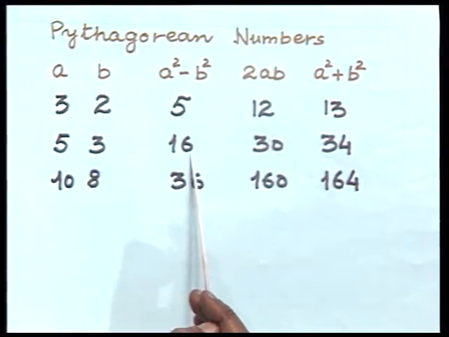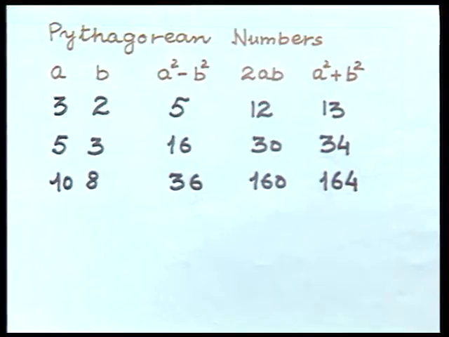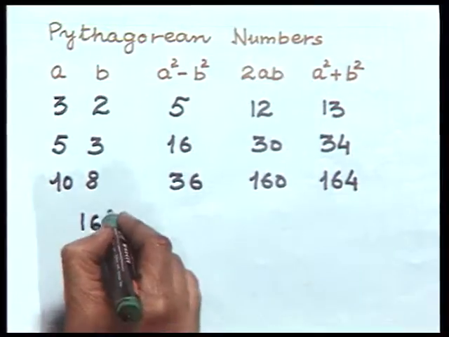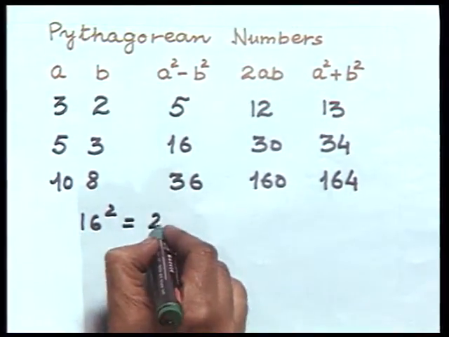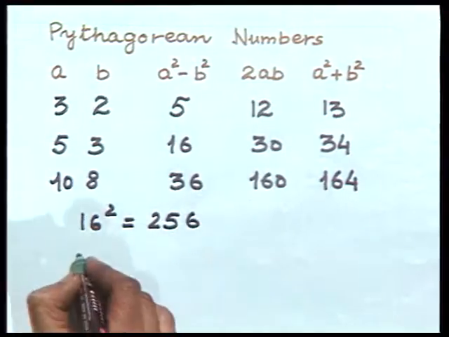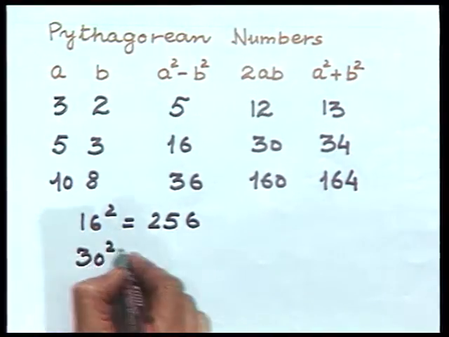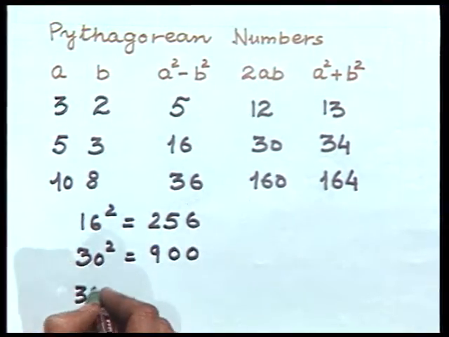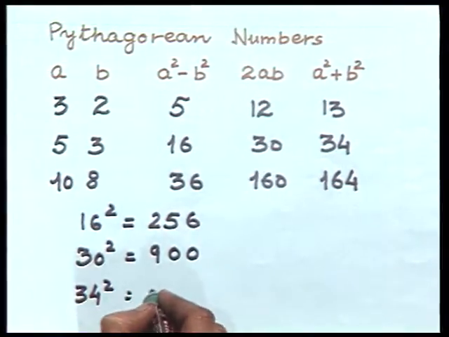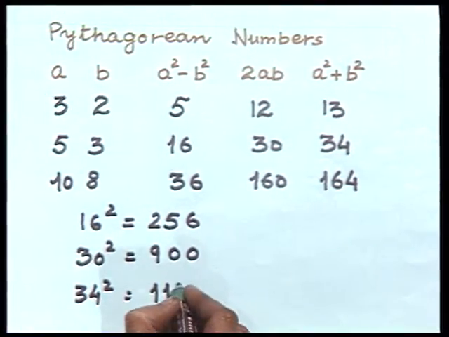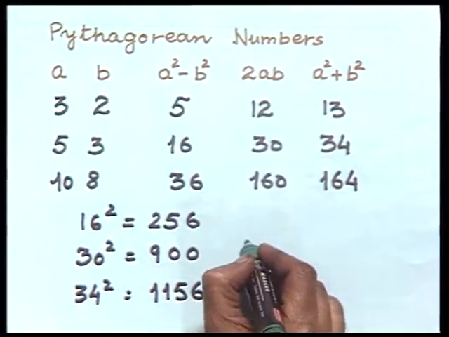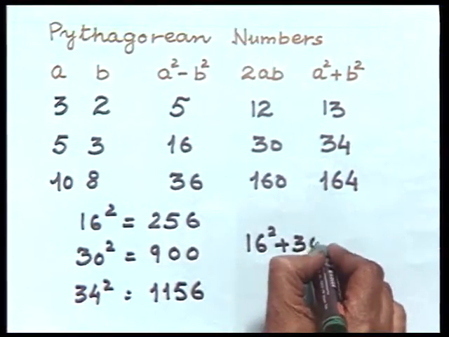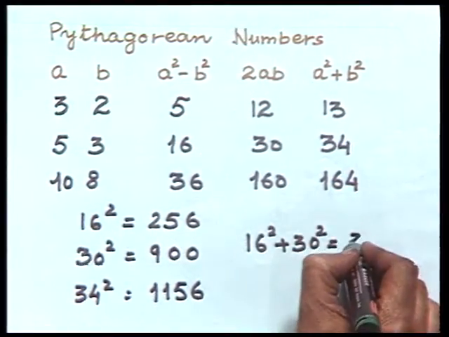Let us take this triplet 16, 30 and 34 and examine whether they satisfy the property or not. Now, 16 squared is 256, 30 squared is 900 and 34 squared is 1156. And obviously, you find here that 16 squared plus 30 squared is equal to 34 squared.